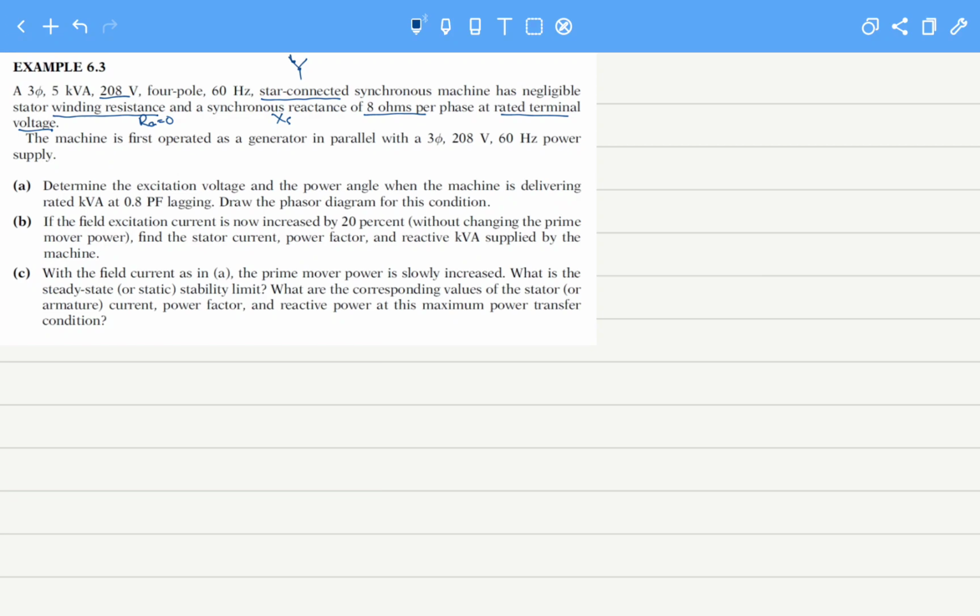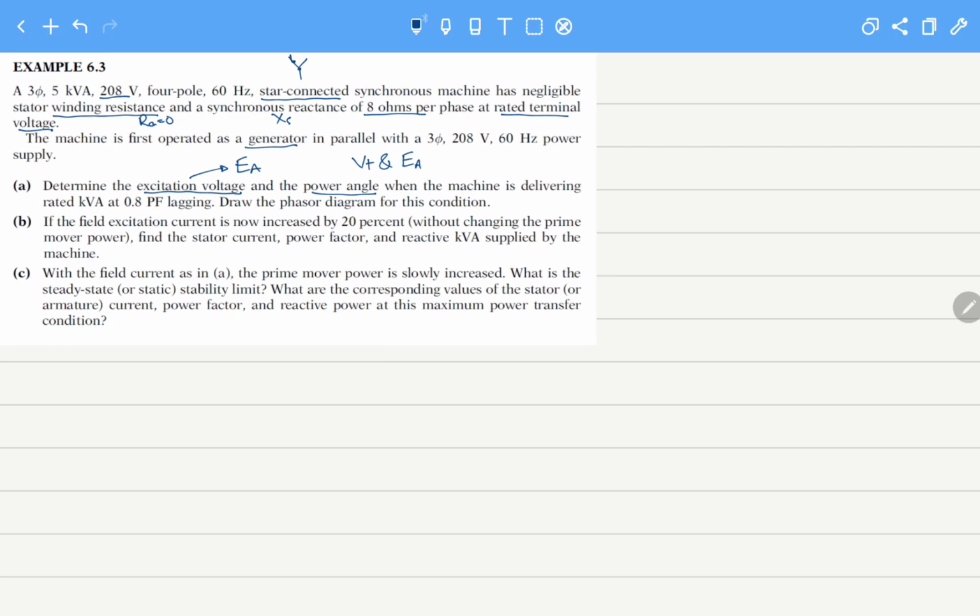The machine is first operated as a generator in parallel with a source. So first the machine is acting as a generator. Now what it wants is to determine the excitation voltage. What is excitation voltage for a generator? It is the internally generated armature voltage EA. And the power angle, what is power angle? Power angle is the angle between the terminal voltage VT and the excitation voltage or the internal voltage EA.